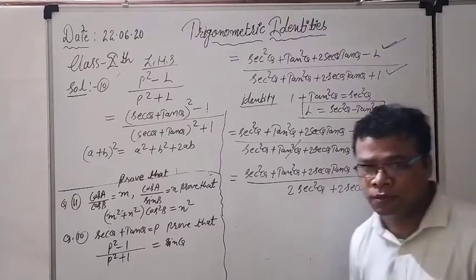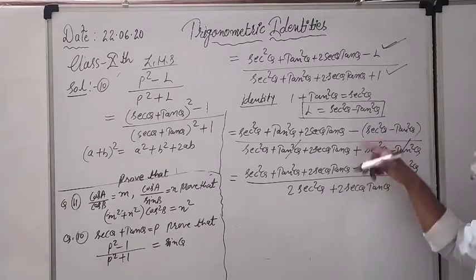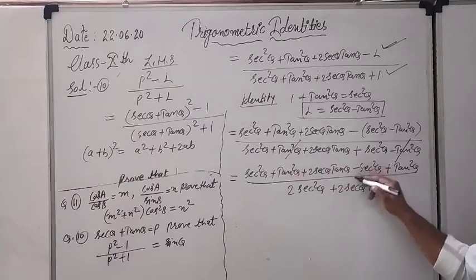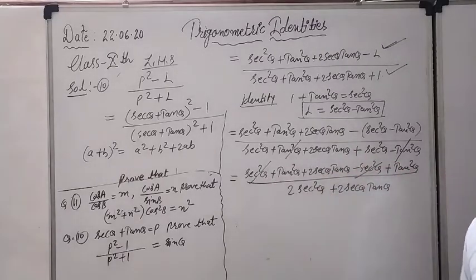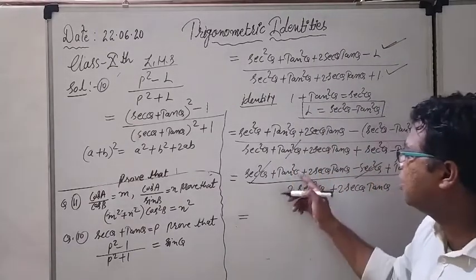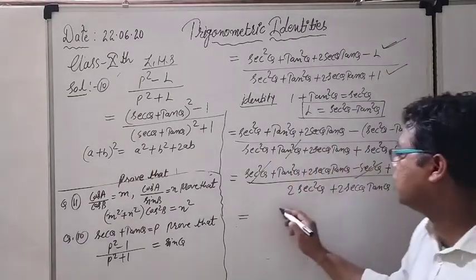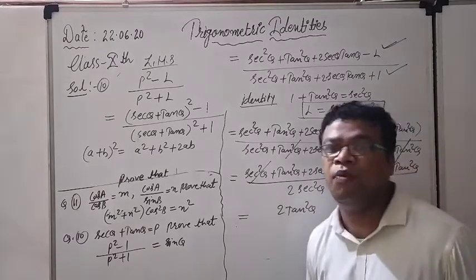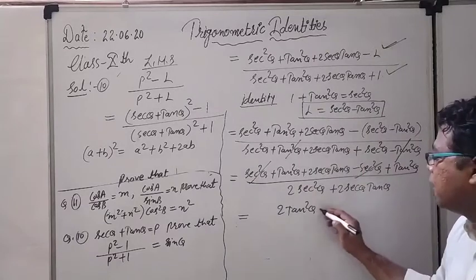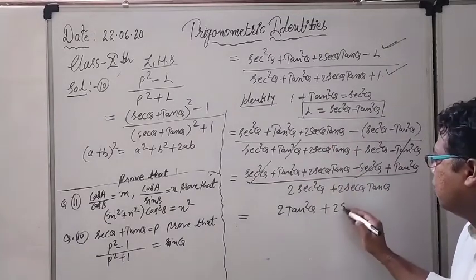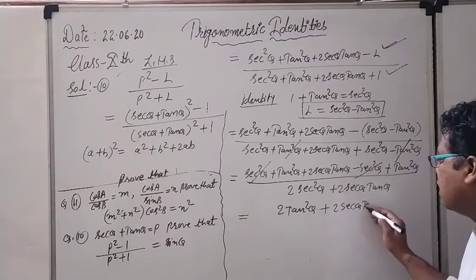Again see the numerator. Actually I have solved the numerator right now. So again see sec square theta and here minus sec square theta is coming. So again these both the terms are just opposite to each other, going to be cancelled. Again see tan square theta and plus tan square theta, it is also giving me 2 tan square theta, same like I have done before in the denominator, 2 sec square theta, plus 2 sec theta tan theta, 2 sec theta tan theta.